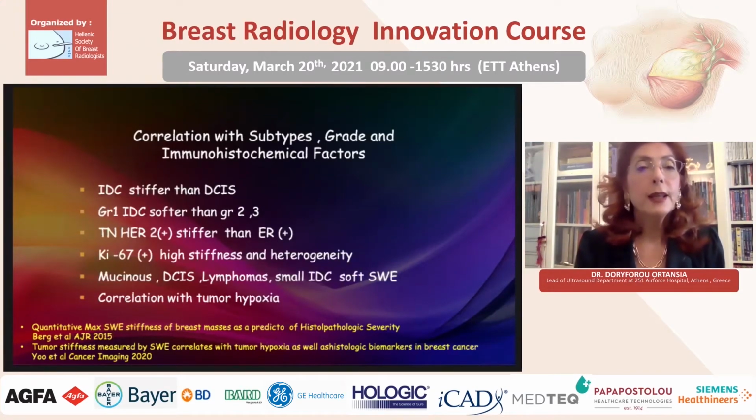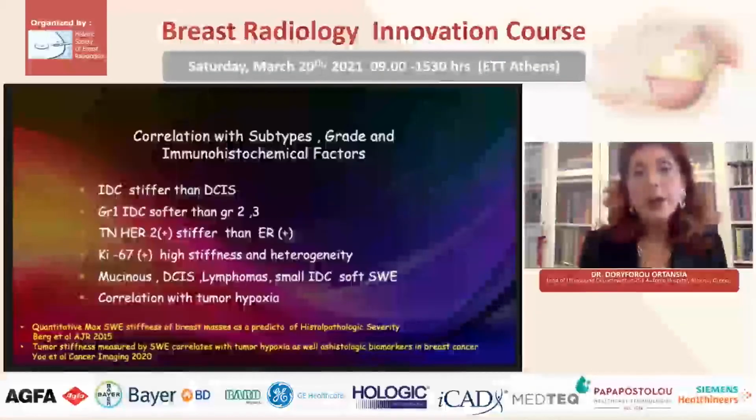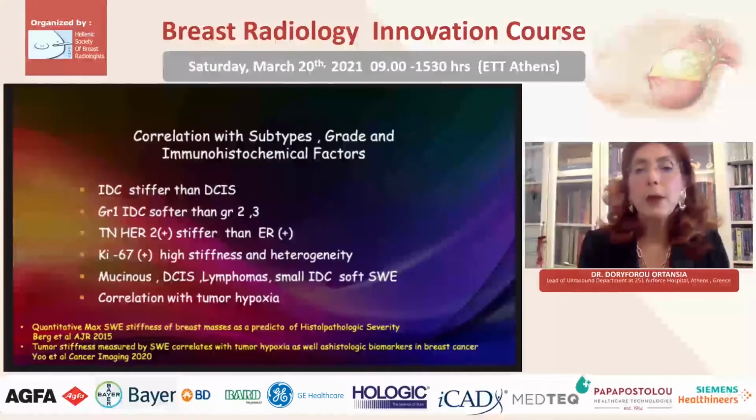So IDC, invasive ductal cancers, are stiffer than DCIS, grade 1 are softer than grade 2 and 3, triple negative, HER2 positive are stiffer than ER positive, which is the luminal A type. Tumors with high Ki67 factor show great stiffness and heterogeneity. Mucinous, DCIS, lymphomas, and small invasive ductals, regardless of the grade, may appear soft in shear wave. And of course, there's a correlation with tumor hypoxia.